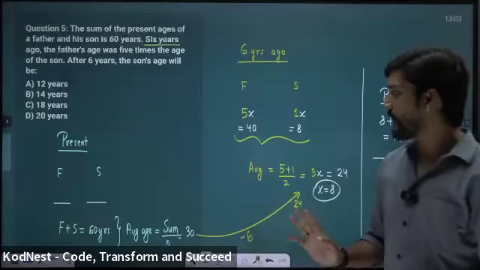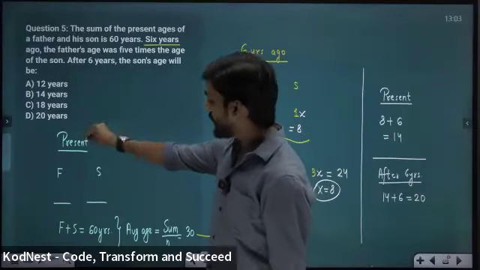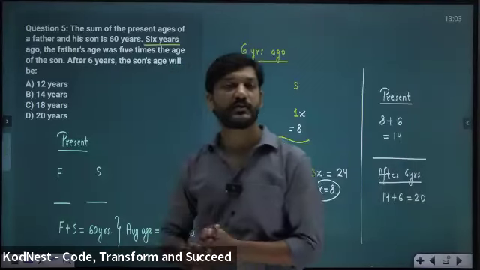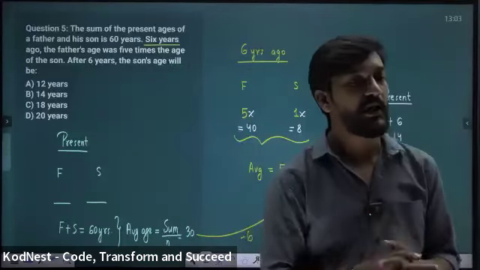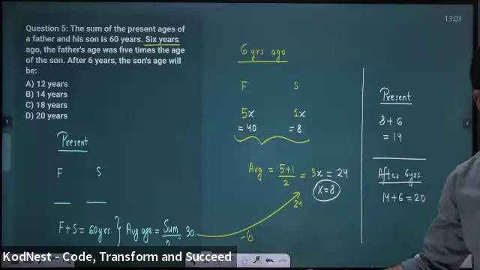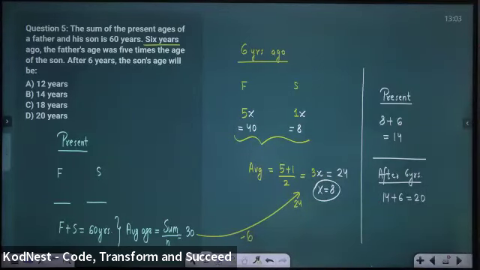No, I'm not assuming. My dear, for the present they have given the sum, so for the present only I will calculate the average. I'm not assuming anything, I'm calculating, because for the present they have given the sum. So I have the present average.